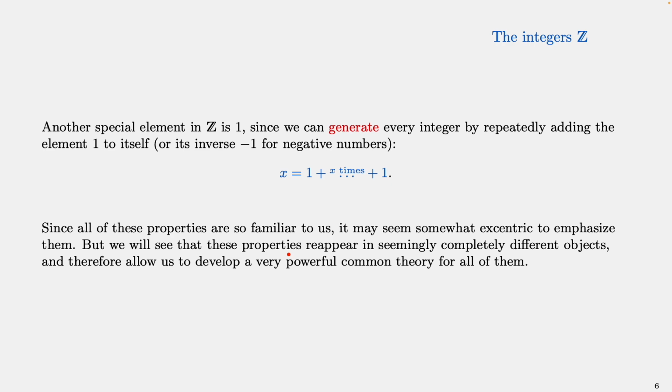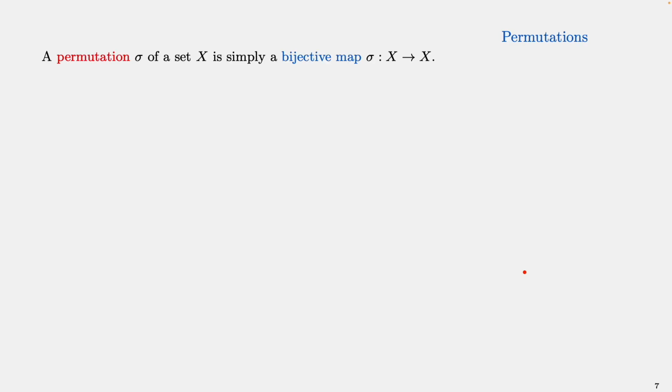And because these properties reappear, it will allow us to develop a very powerful common theory for all of these different objects. And this brings me to our next example, the permutations. At first glance, permutations are something completely different from integer numbers. Namely, a permutation sigma of some set X is nothing else but a bijective map sigma from X to itself.